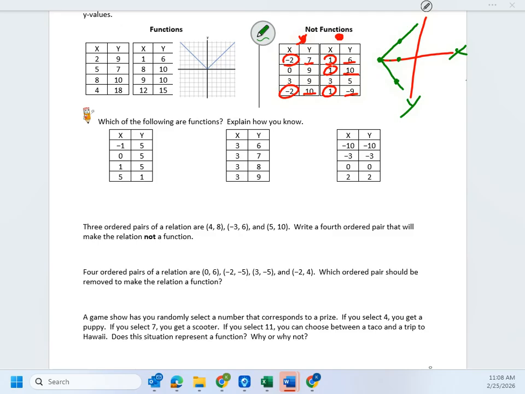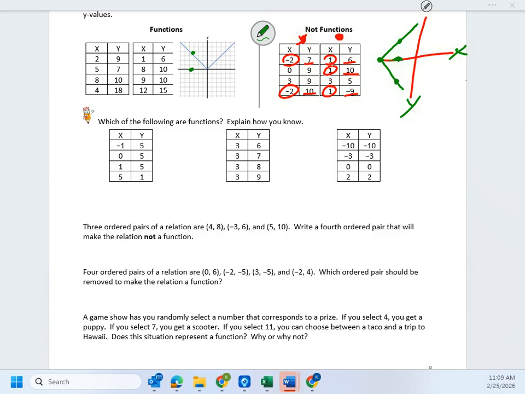So when you're looking at the function table, it's easy to see those repeated x's with different y's. When you're looking at a graph, you're looking to see if this is my x line, there can only be one y associated with it. Here's my x, there's only one y above it. There's no other y. Does that make sense? Can you guys see that?